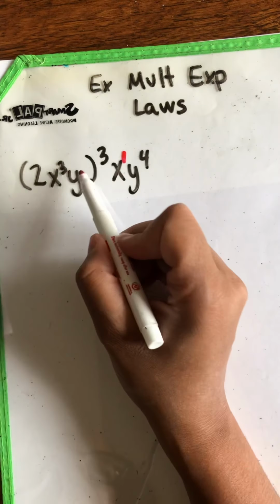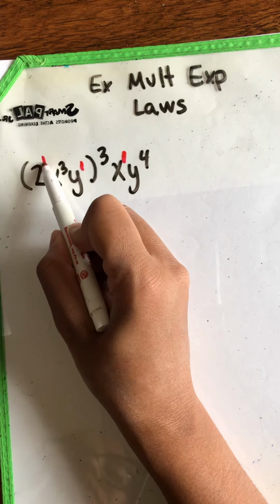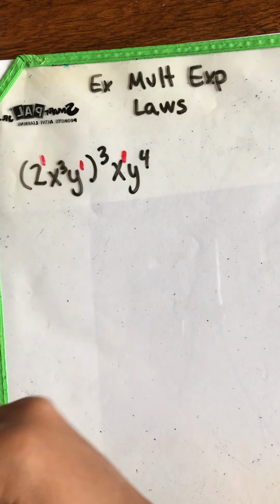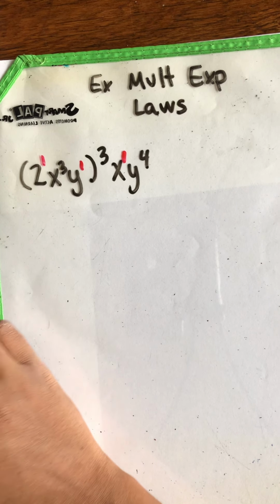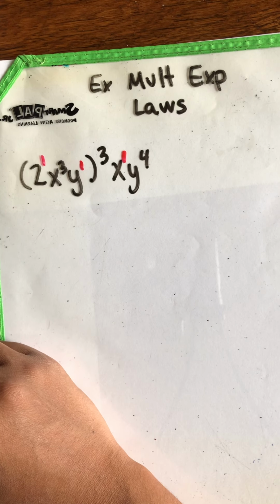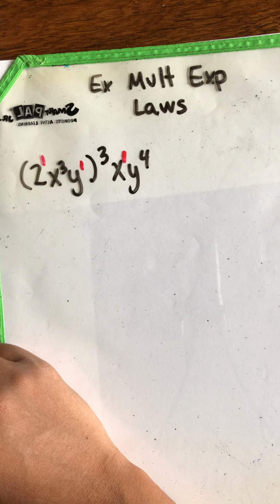I don't have an exponent here, here. Even your big numbers, if they don't have exponents, put a little exponent 1 there. Sometimes you use your exponents, sometimes you don't. It doesn't hurt to have a 1 exponent. It's kind of like saying 1x, it's not wrong.